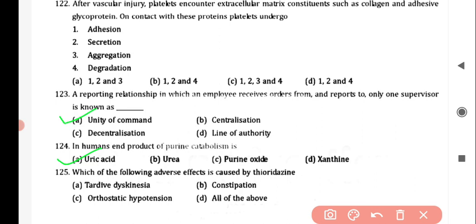And the last question for this video is, which of the following adverse effects is caused by thioridazine? Option D, all of the above. And these adverse effects include tardive dyskinesia, constipation, and orthostatic hypotension.